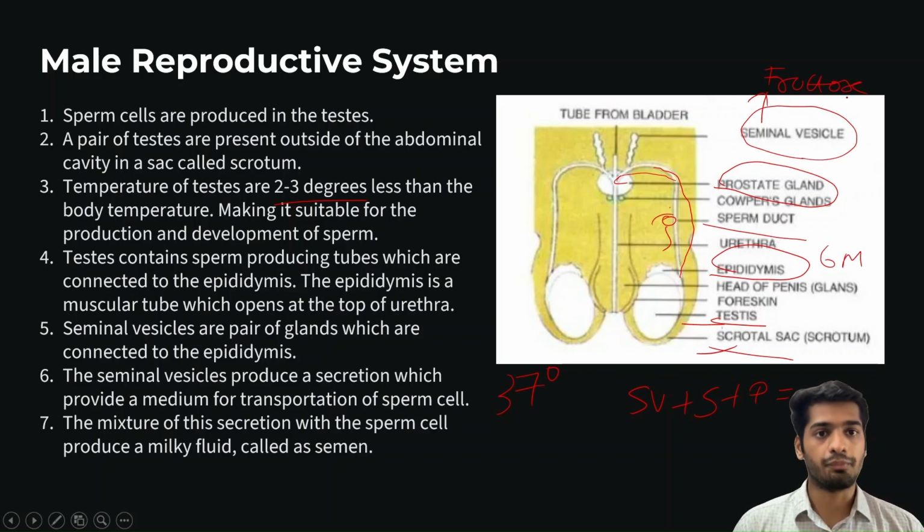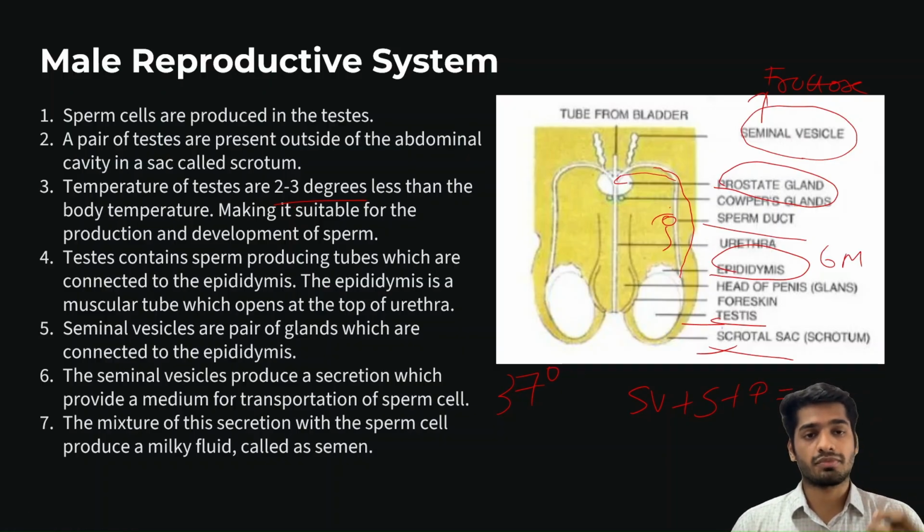Fructose is a sugar. Why do we need fructose? Why do the sperm cells need fructose? Because we all know the semen is deposited in the vagina. After that, it has to cross the cervix, then the uterus, and reach the fallopian tube. For this purpose, they need to swim. For this purpose, they need energy.